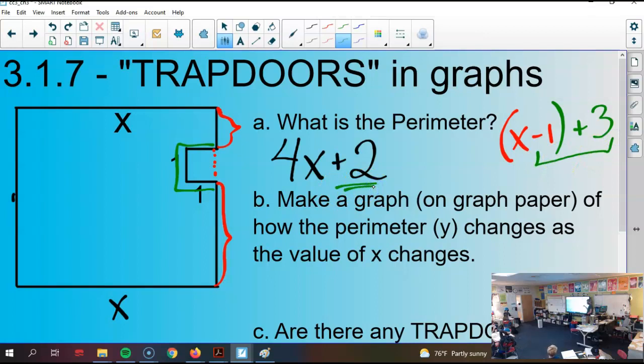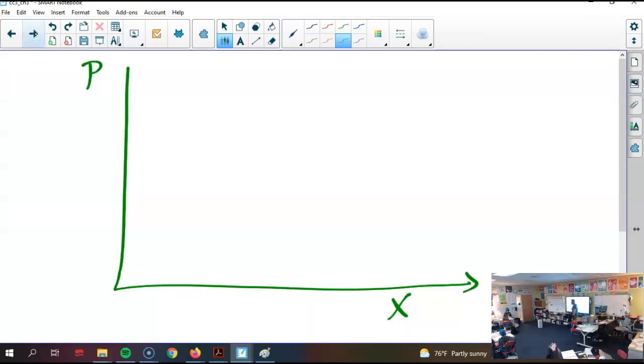And this x does still exist, right? Even though we were taking something away from it, it's a positive x. So 4x plus 2. So now, if you haven't done this yet, please go over to a graph on your graph paper, and let's graph this.